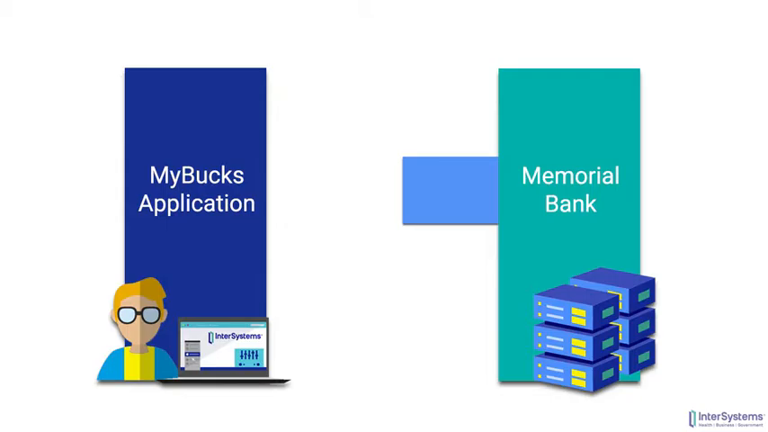Once MyBucks provides that necessary information to the Memorial Bank API, the API will send back a set of credentials to MyBucks. These credentials include a client ID, which is a public and unique identifier that will be used to identify MyBucks as an application, and a client secret, which is a private identifier kept secret between the app and the API that is used to authenticate MyBucks when it makes a request for an access token.